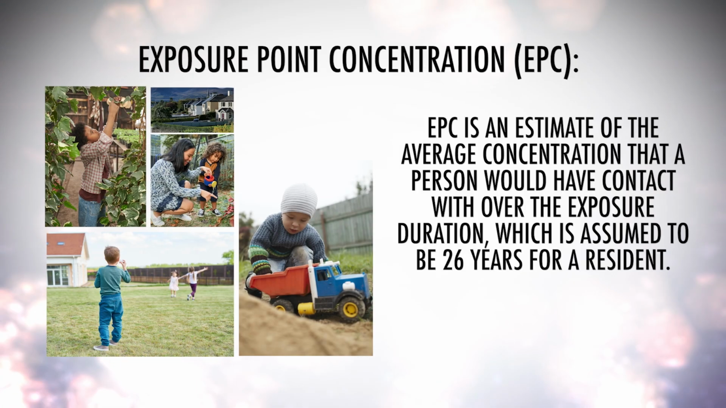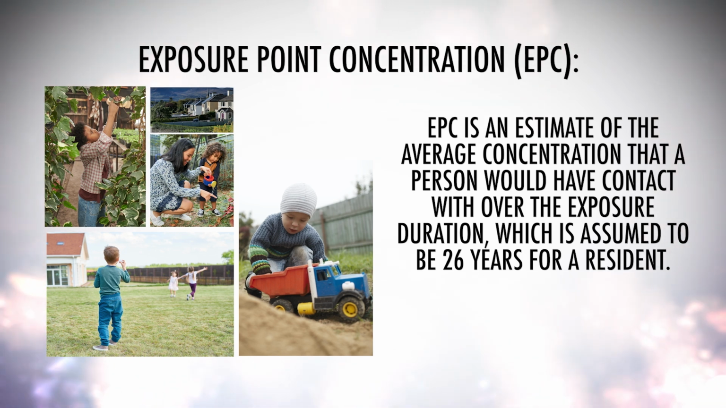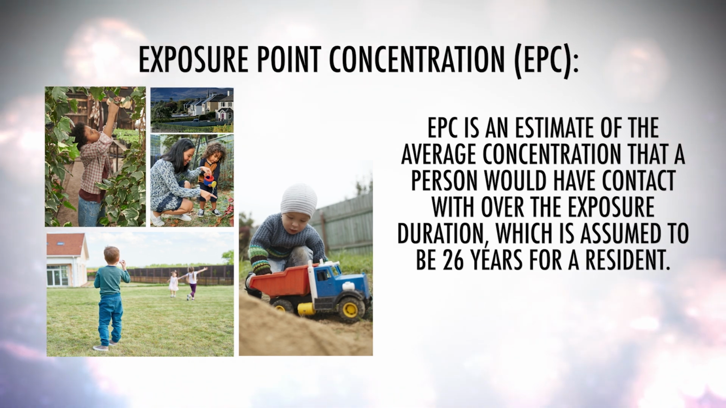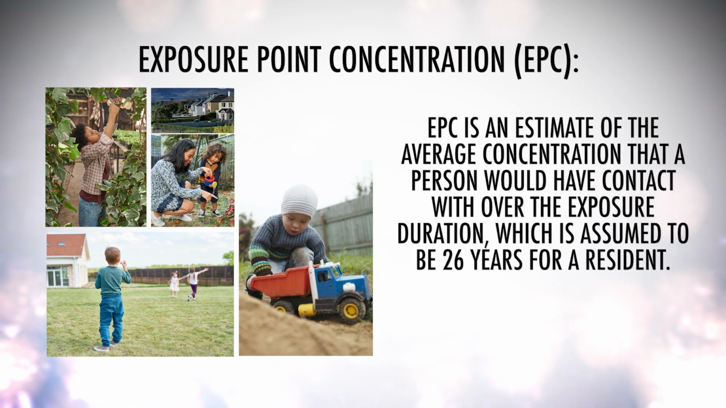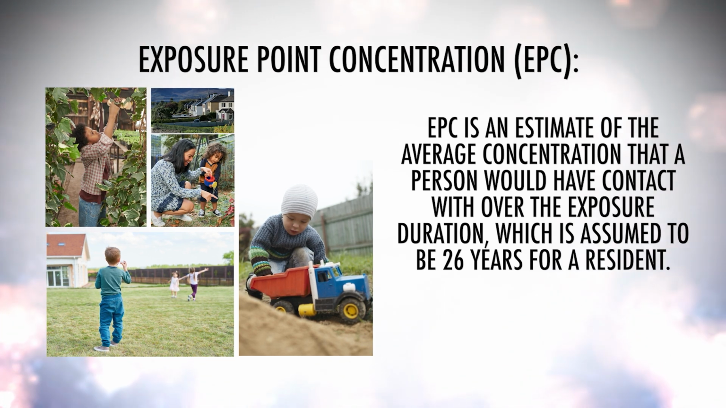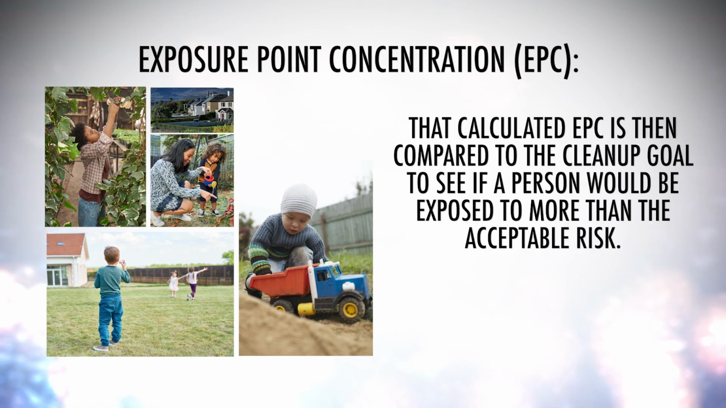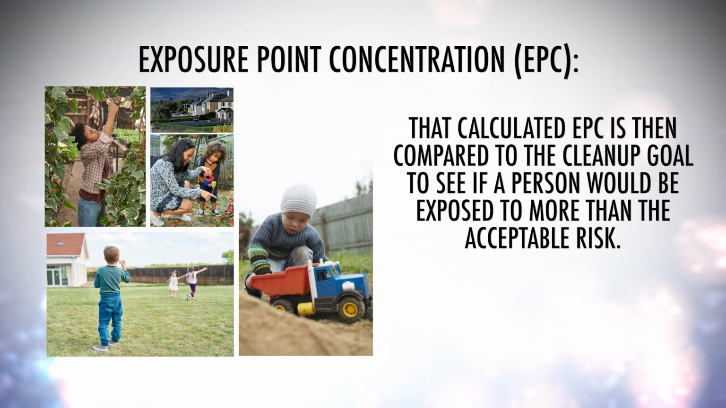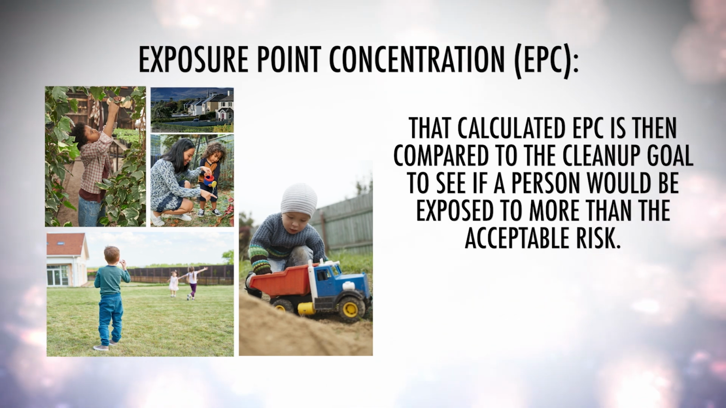When we do risk assessment, we typically calculate an exposure point concentration, or EPC, which is the estimate of the average concentration that a person would have contact with over the exposure duration, which is assumed to be 26 years for a resident. That calculated EPC is then compared to the cleanup goal to see if a person would be exposed to more than the acceptable risk.